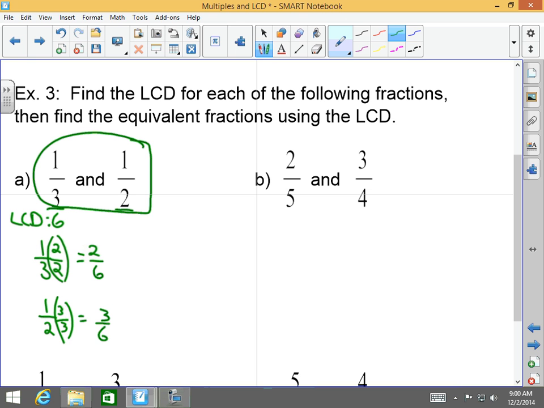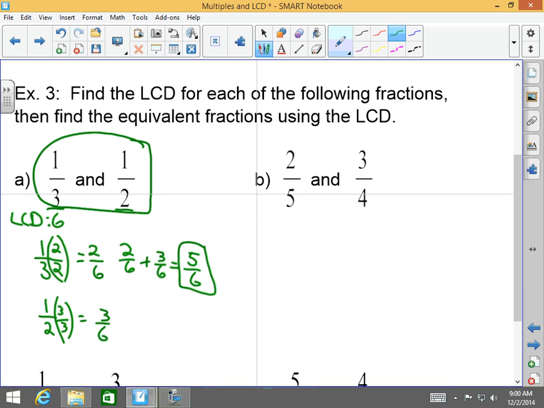Guys, just so you understand, now that you have 2/6 and 3/6, if I wanted to add these, what's 2/6 plus 3/6? 5/6. That's why we need this skill. You cannot add 1/3 and 1/2. They're different sizes. They're different slices. So you have to know how to do this in order to add and subtract fractions and mixed numbers.